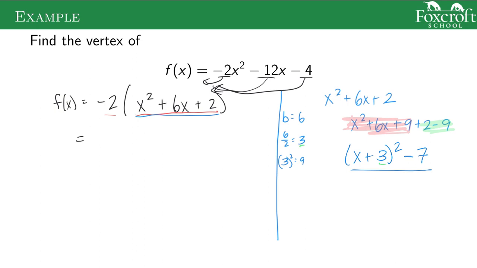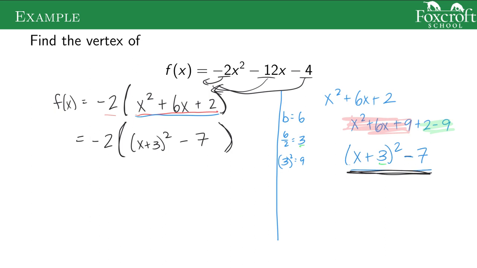So now my function is going to look like this. Negative 2 is still hanging out there. And then we have this big parentheses. Inside the parentheses is this thing, x plus 3 squared minus 7. All right, so one confusing thing is there's two sets of parentheses. But this big parentheses, I just basically copied again. And the little parentheses is coming from the thing over here.